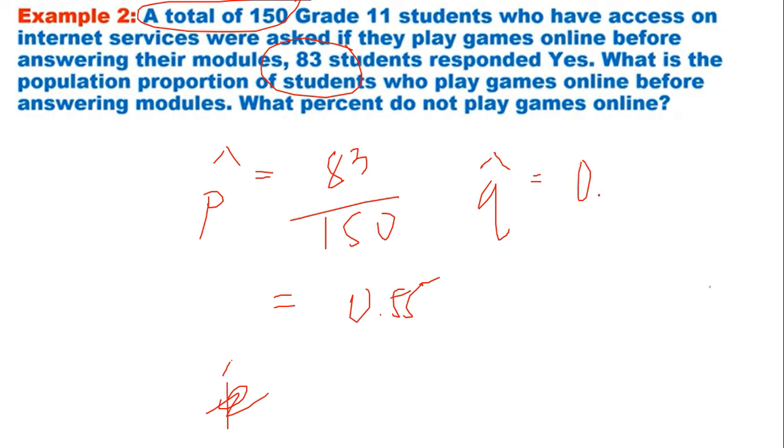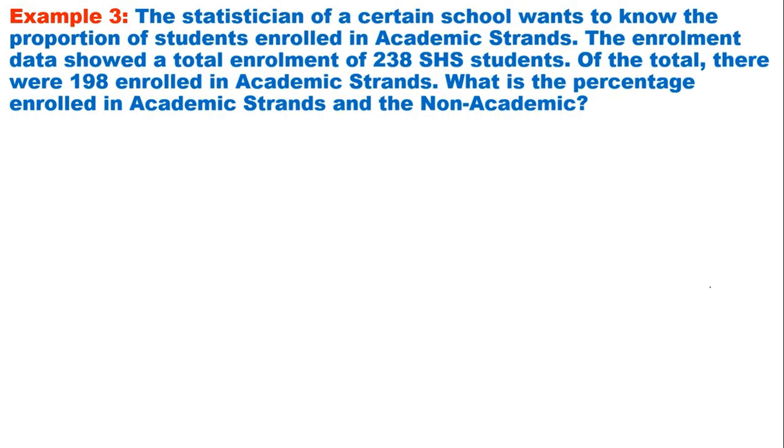And for Q hat. Q hat is 0.45. Okay, 1, 2, 3, 4, 5. Okay na, Bon. Next. The statistician of a certain school wants to know the proportion of students enrolled in academic strands. The enrollment data showed a total enrollment of 238. And there were 198 daw nag-enroll sa academic strands. So ilan naman yung non-academic? So P hat is 198 divide. Ilan po yung sagot?